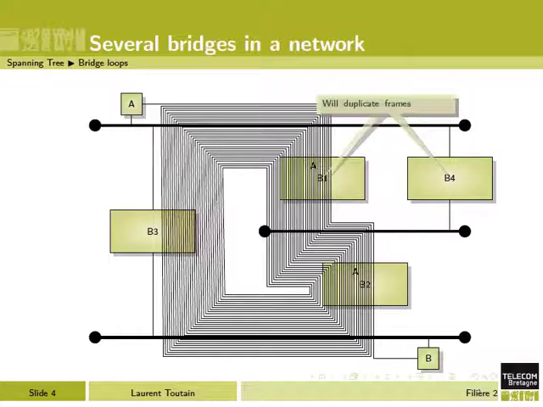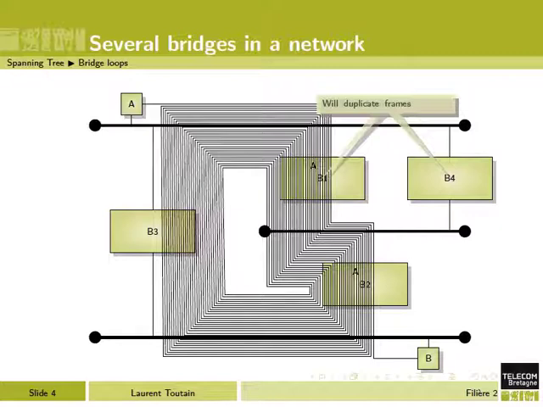Each time I send a frame, I will have two copies from B1 and B4 to B2, one that will go to B3, and then I will have four copies of the frame, etc. So it means that here it doesn't work anymore. Okay? Here I have a problem because I put devices on my network and I break my network.